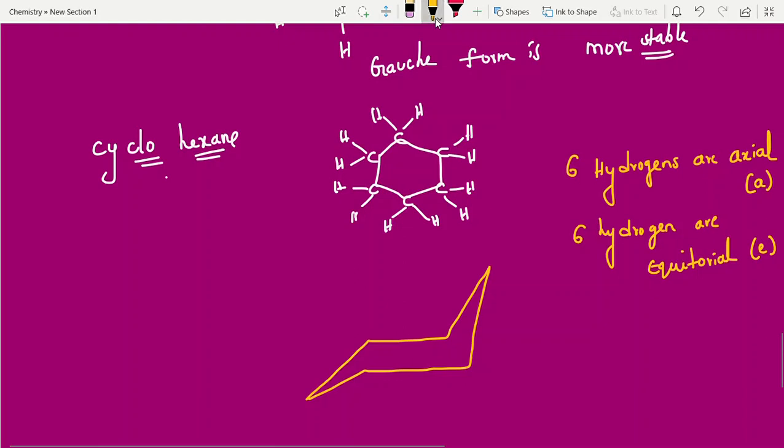I am drawing. See how easy this trick. See, we are writing up. This is first carbon. This is carbon 1. This is carbon 2, 3, 4, 5, 6. Clear? Carbon 1.